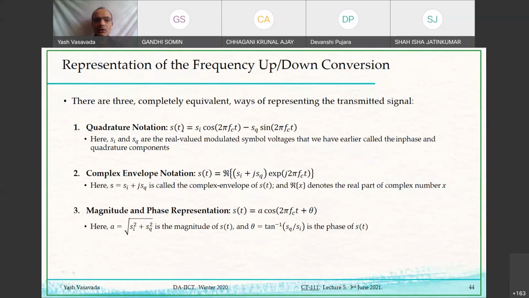So this is called the quadrature notation: SI times cosine of 2 pi FCT, minus SQ times sine of 2 pi FCT. The minus sign is not highly important, but I have put it for consistency with the other 2 equations. By the way, you may remember from the last lecture that this is what we studied last time.